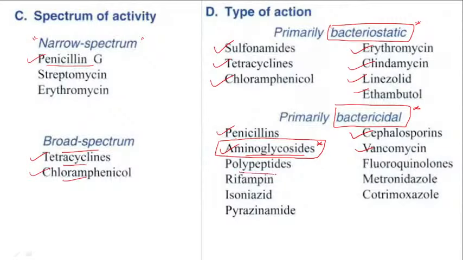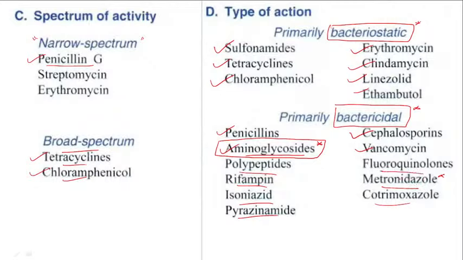And the others are polypeptides, rifampin, isoniazid, pyrazinamide, cotrimoxazole, metronidazole. See, metronidazole is also a DNA damaging drug. It's producing free radicals that cause damage to the DNA. So metronidazole is a DNA damaging drug, and that is why it is bactericidal.